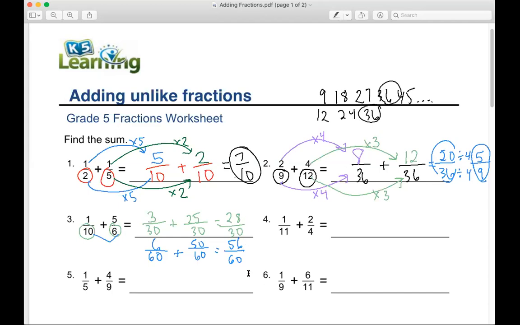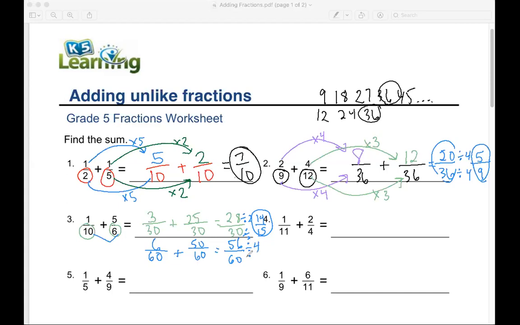So here for number 3, what could come out of both a 28 and a 30? A 2, for sure, right? They're both even numbers. So if I divide off a 2 on both the numerator and denominator, I'm left with 14 over 15. And 14 over 15 is the final reduced form of that fraction.